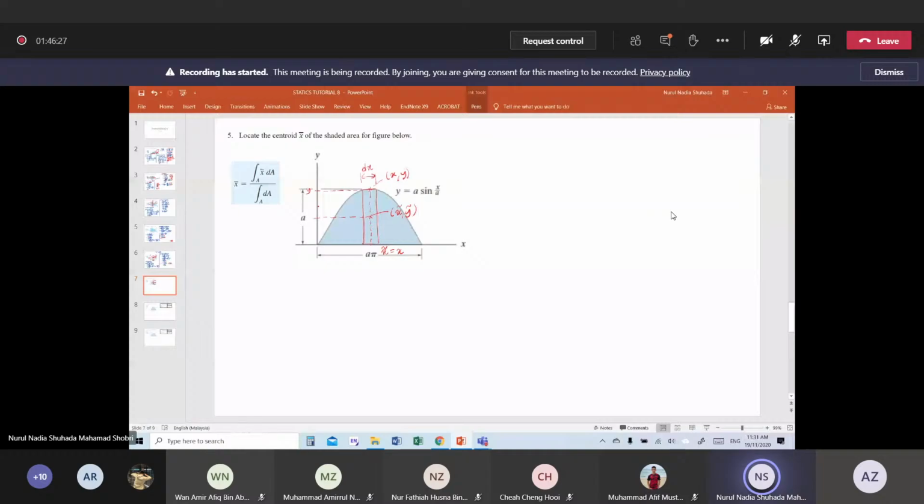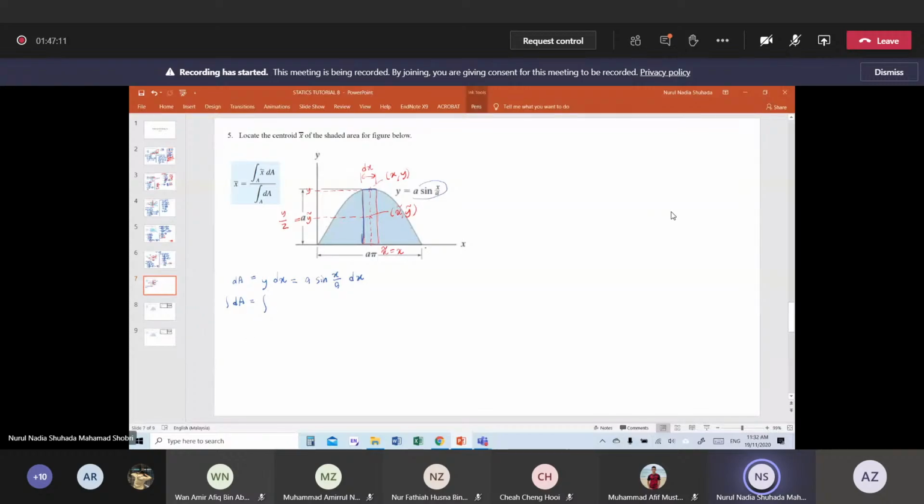Now we find dA. dA is equal to the length times width. So the length is y, the width is dx. Since this is in terms of dx, this y you guys have to replace with this equation. So it's a sine x over a dx. Now we already know dA, we can integrate dA.